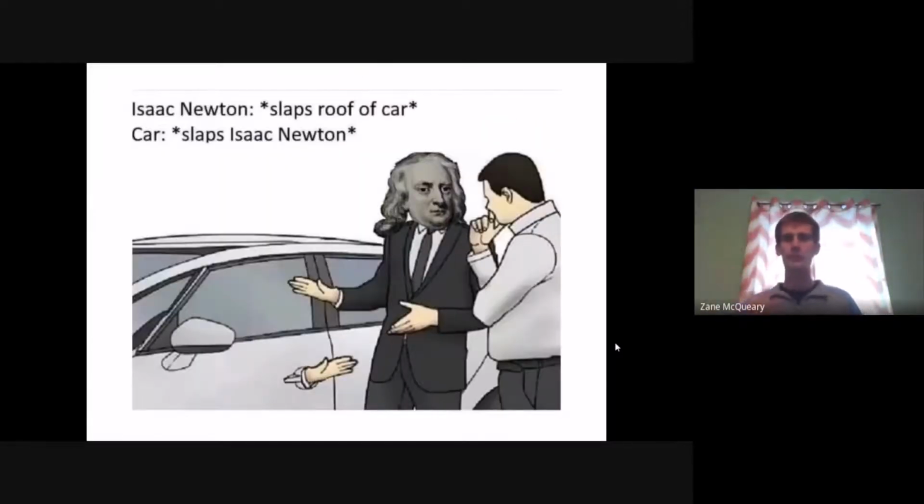For example, let's say Isaac Newton over here slaps the roof of his car. The car would slap back at Isaac Newton. Now, I know it's a meme, but really, when you slap something, it slaps back at you a little bit. Maybe not with a hand like this one, but you're going to feel it. That's why your palm might be a little sore afterwards.